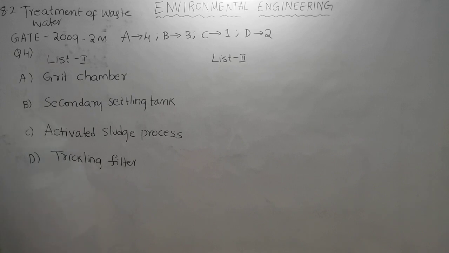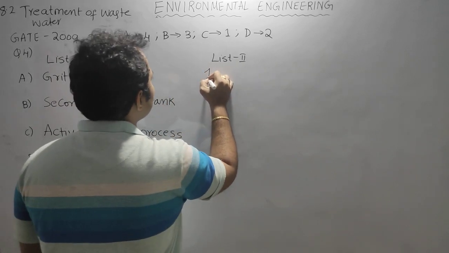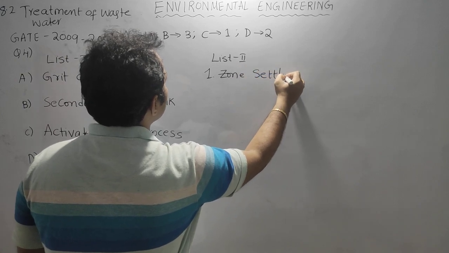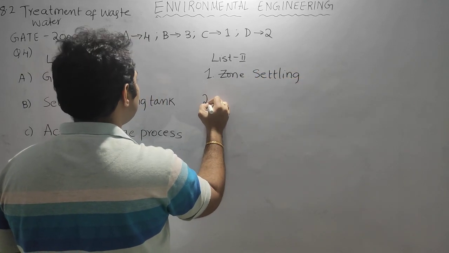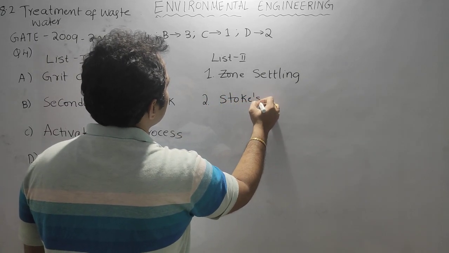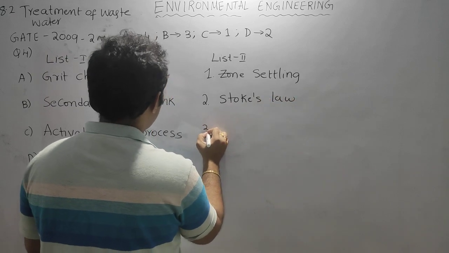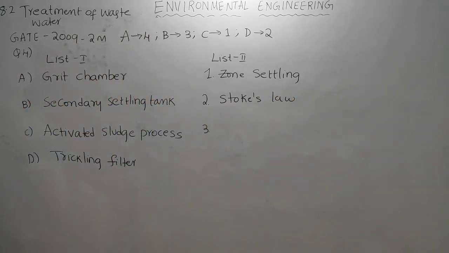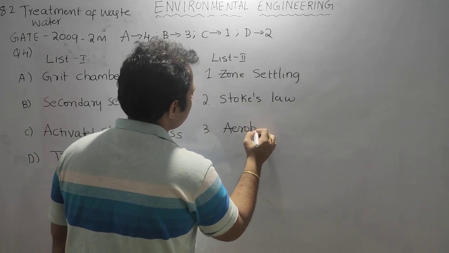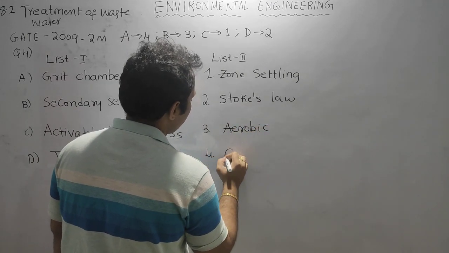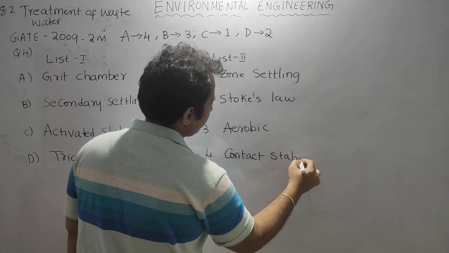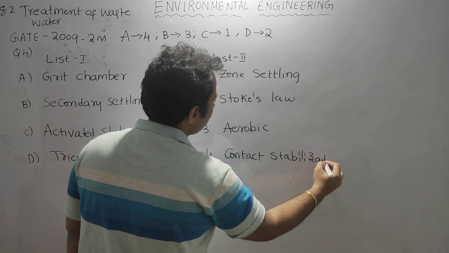List 2, 1 zone settling, and number 2 Stokes law. Number 3 aerobic, and number 4 contact stabilization. So these are the options given.